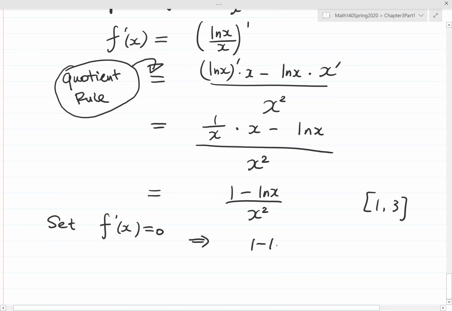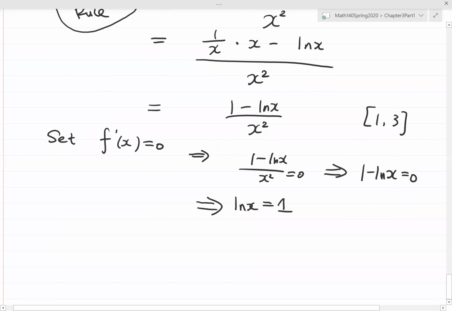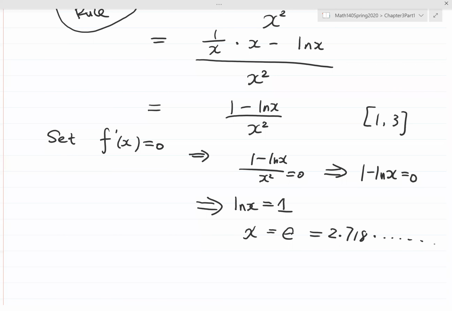So we get 1 minus log x over x squared is 0. The fraction is 0 if and only if the numerator is 0. So this tells us log x is 1, and then we solve for x. x is e. Remember the value of e, the base of the natural log, is 2.718, and you can write down several digits. So it lies in between 1 and 3.